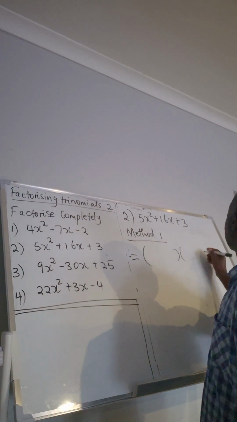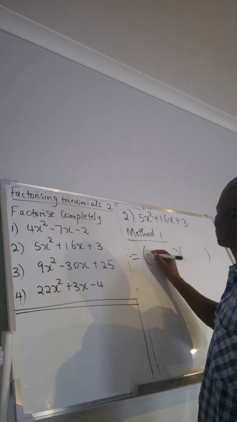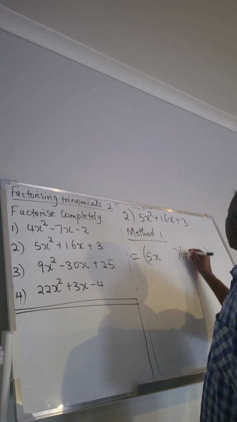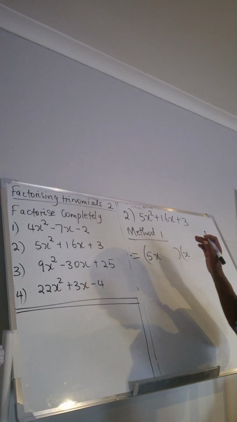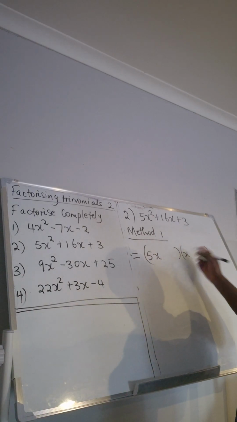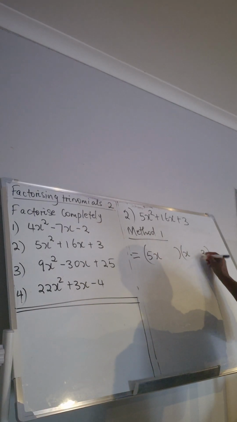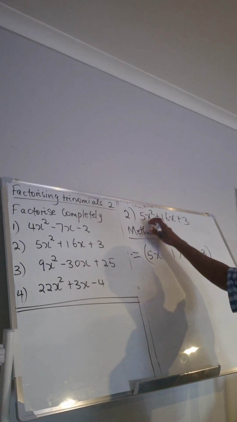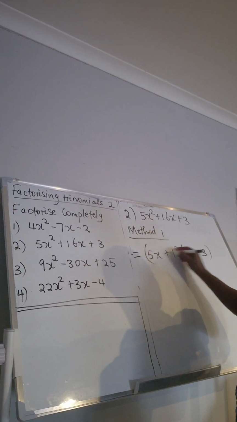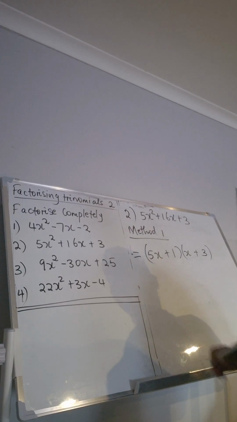So 2 brackets. Break 5x squared into 5x and x. Then obviously for 3, the factors are 3 and 1. So you can have a 3 on that side, 1 there. So check, since we have positives, that means everything is going to be positive. It's that.